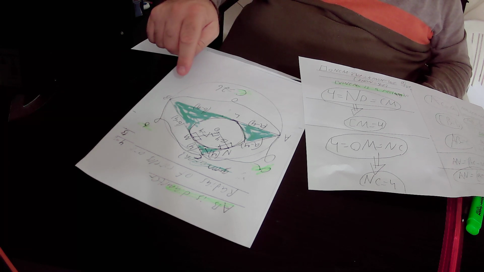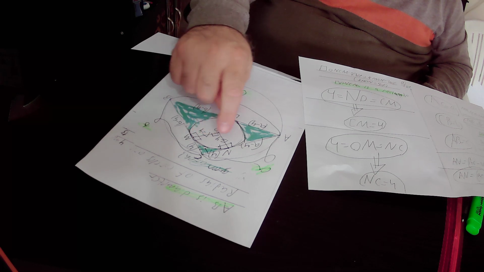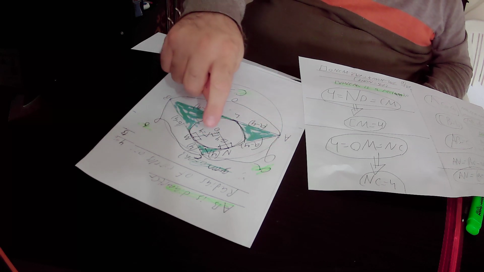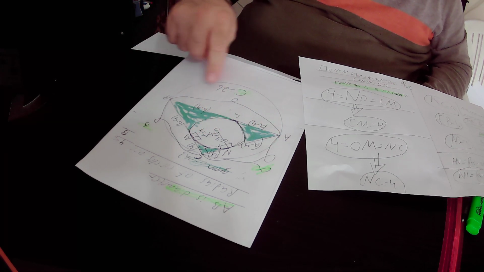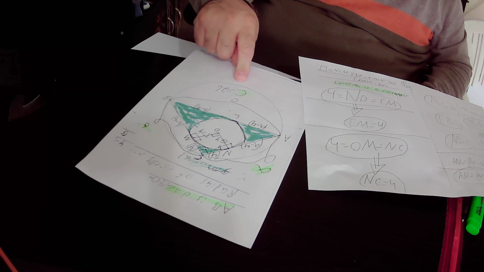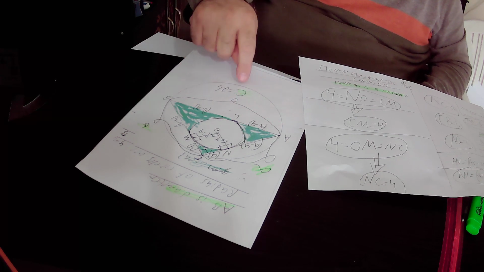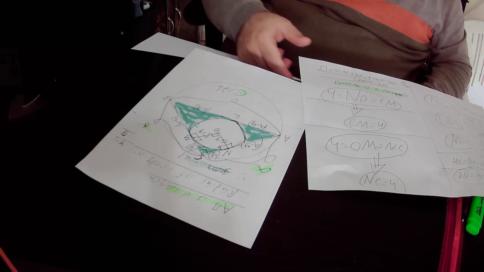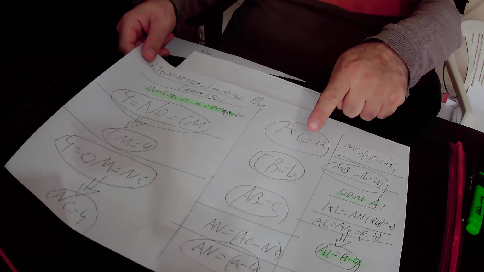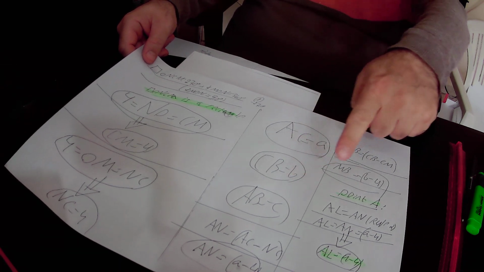Then we defined side AC of triangle ABC as A, we define side CB as B, and we define side AB as C. Here, AC equals A, CB equals B, and AB equals C.